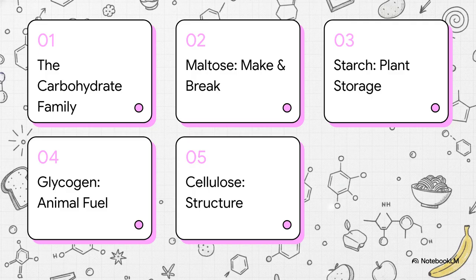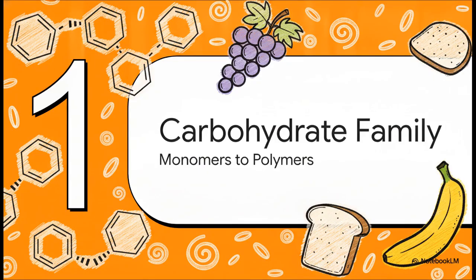Here's a quick look at a roadmap. We'll start by meeting the carbohydrate family, then look at making and breaking maltose. After that, we'll dive into starch for plant energy, glycogen for animal energy, and finally, wrap up with cellulose as nature's structural support. Okay, part 1.